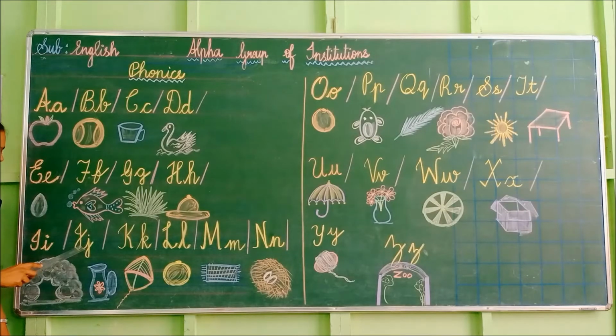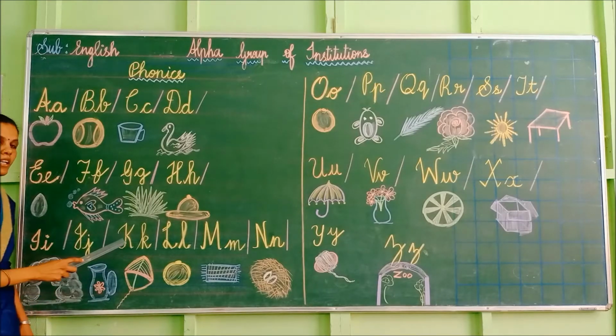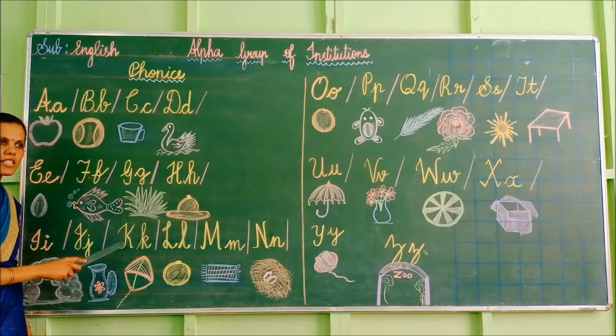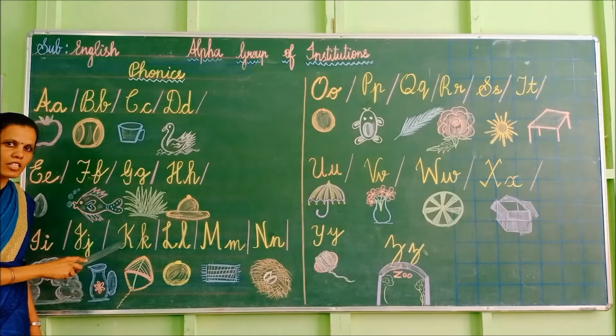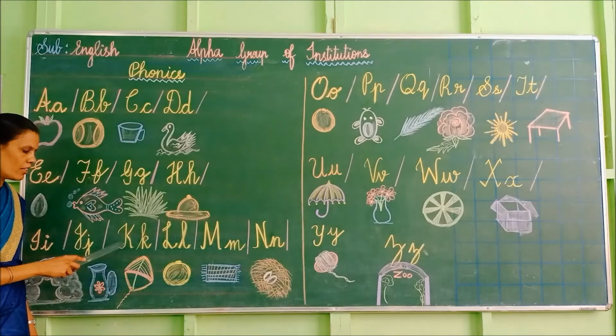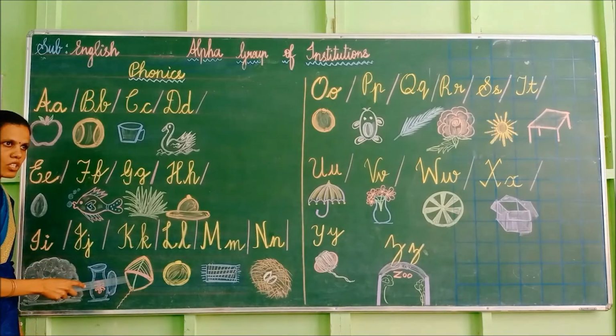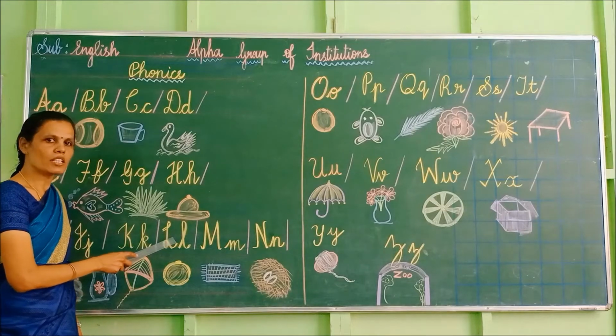J sounds J. J, jug. Next one. K. What letter is this? K. K sounds K. K, kite. Now, what letter is this?